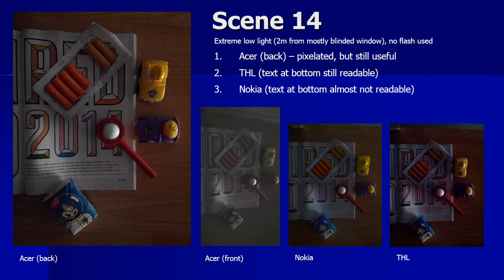So this is the same setup, same distance from the window, but here the window is almost closed. So here it's pretty dark in the room, and here the Acer is first, the THL becomes second. The Nokia really has more problems with this situation without using flashes. It's just a less sensitive sensor.